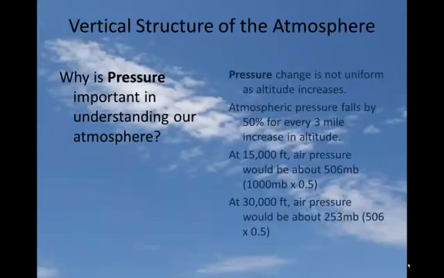Okay, so what we've done is at sea level, we're at 1,000 millibars approximately. Now, the rule of thumb says it's 50% for every 3-mile increase. Well, a mile is about 5,280 feet. So I'm roughly going to say 15,000 feet. So essentially, we basically have our pressure. If I wanted to stay technical and stay with the 1,013 millibars, then it would be approximately 506.5 millibars. But I'm rounding here to make the math a little easier. So at 15,000 feet, air pressure would be about 506 millibars.